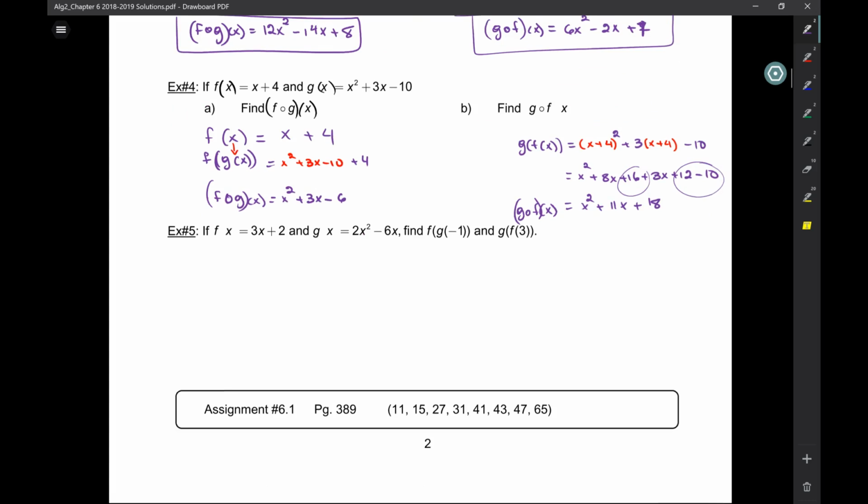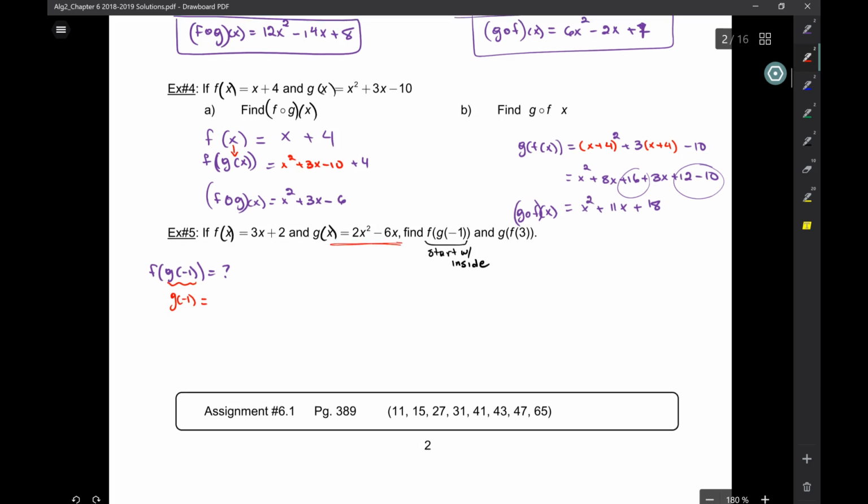Okay, now this bit. So we have f of x, g of x. Now we need to find f of g of -1 and g of f of 3. So the best way to do these is start with the inside. Okay, so first I need f of g of -1, right? What I do is I start from the inside, g of -1. And we know exactly how to do that. This is g of x. I put -1 inside of g.